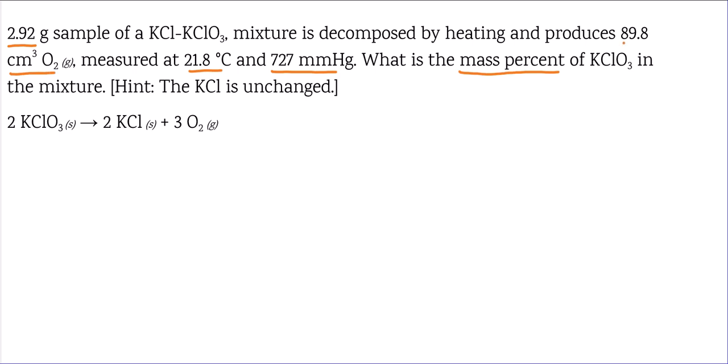We go ahead and take a look at this. We have a 2.92 gram sample of the mixture. We have the volume of oxygen and the temperature and pressure at which that oxygen was achieved. We also have the balanced chemical equation. There are 2 potassium chlorates for every 3 oxygens. We're going to start with our 2.92 gram sample of the mixture and work towards our n value for oxygen. After that, we can put oxygen into the ideal gas law, PV equals nRT.